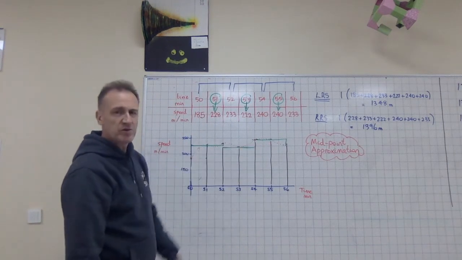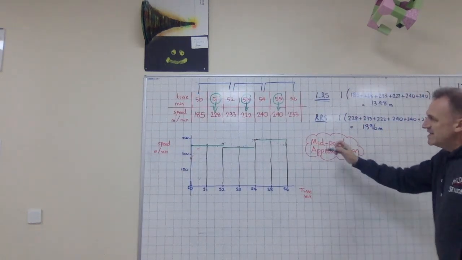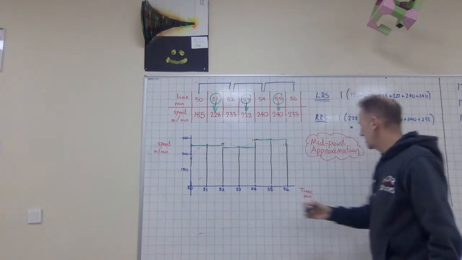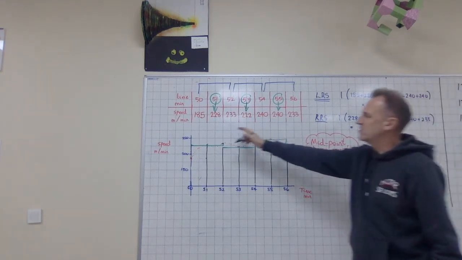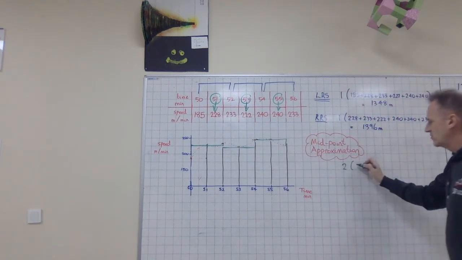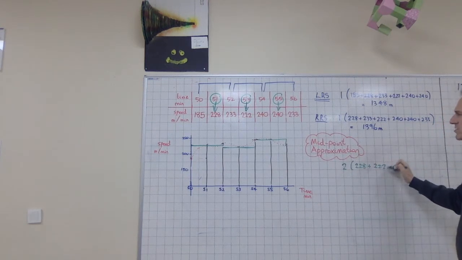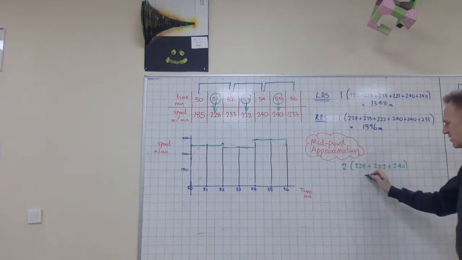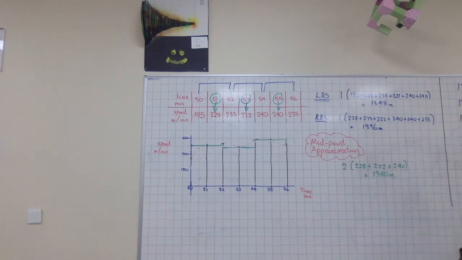And so my midpoint approximation becomes this. Each of these rectangles has now got width 2, so it's 2 times, and then I've just got to add up these heights. We get 228 plus 222 plus 240. And when you work that out, you get an answer of 1,380 meters.